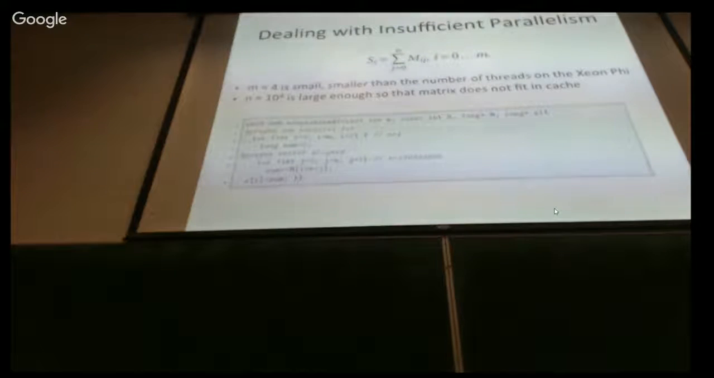So here's just a topic on dealing with insufficient parallelism. Maybe you touched on this before. This is an example where you might have an outer loop that has a very low trip count, and it's typically the outermost loop that you want to multi-thread over. In this example, m is equal to 4, which is small, and it's smaller than the number of threads on Xeon Phi. So it's difficult to expose a lot of parallelism there, because the trip count is low. And n is equal to 10, and n is large enough so that the matrix doesn't fit in cache.